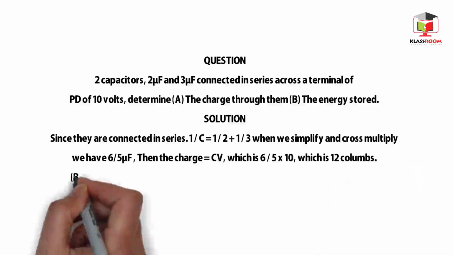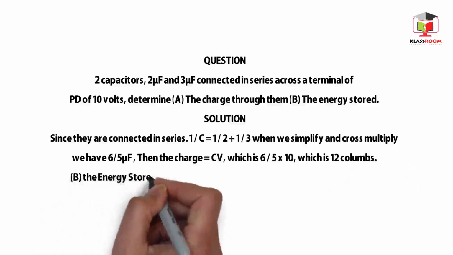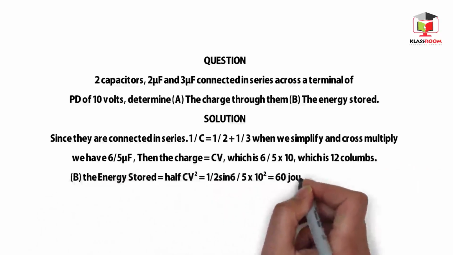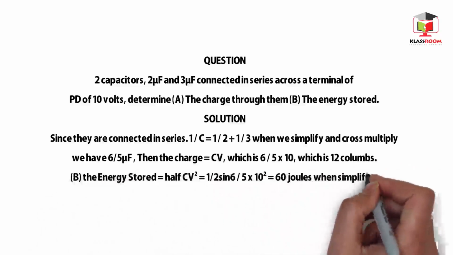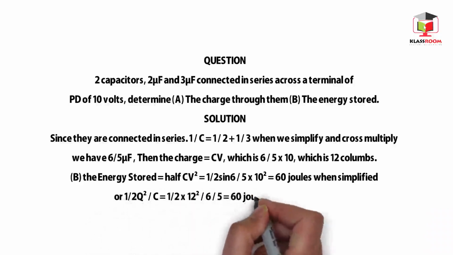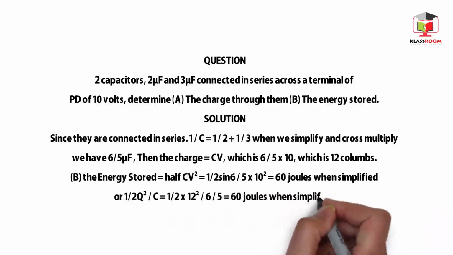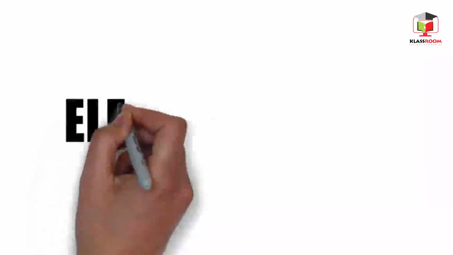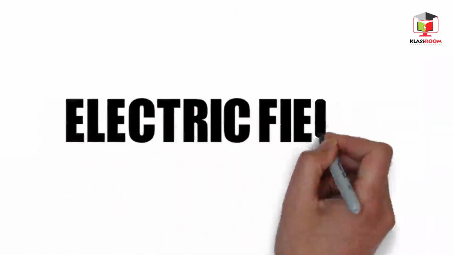B, the energy stored is equal to half CV squared, equals half times 6 over 5 times 10 squared, equals 60 joules when simplified. Or half Q squared over C equals half times 12 squared over 6 over 5 equals 60 joules when simplified. That brings us to the end of the topic, electric field 1.